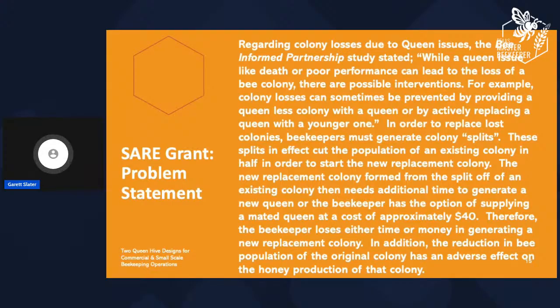In order to replace lost colonies, beekeepers must generate colony splits. These splits, in effect, cut the population of the existing hive in half in order to start the new replacement colony. The new replacement colony formed off of the split of the existing then needs additional time to generate a new queen, or the beekeeper has the option of supplying a mated queen. Therefore, the beekeeper loses either time or money in generating a replacement colony. In addition, the reduction in bee population of the original colony has an adverse effect on that colony's honey production as well.